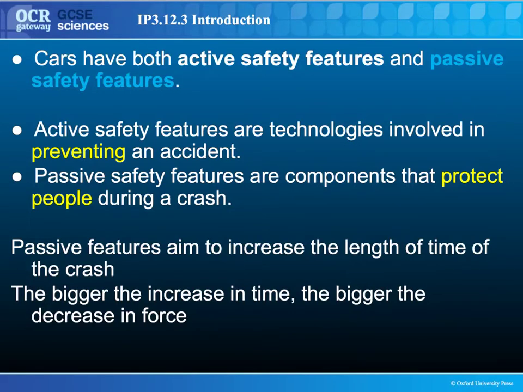Cars are designed to have many different safety features. They've got both active safety features and passive safety features. Active safety features are technologies that are involved in trying to prevent an accident. Passive safety features are components in the car that protect people during the crash. Passive features aim to increase the length of time of the crash, and again, the bigger the increase in time, the bigger the decrease in the force.